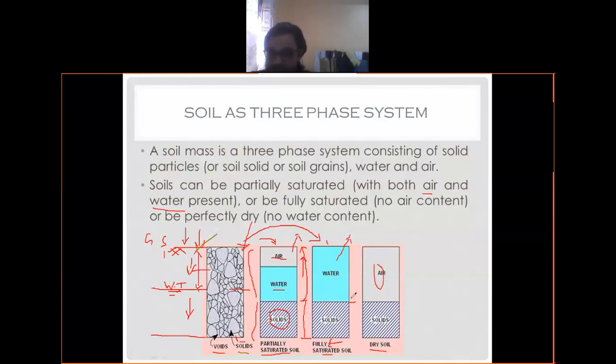Have you understood till now? I'll take some response if you understand. You can just respond in the chat box. Till now, do you have any doubt? You can ask me about this three-phase system of soil. If you are clear about this and don't have any doubt, you can just respond here in the chat box.